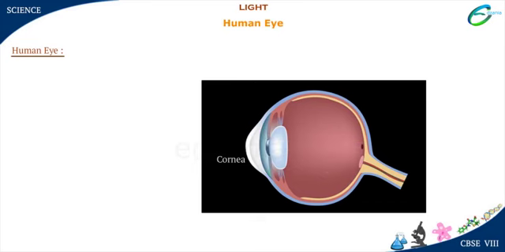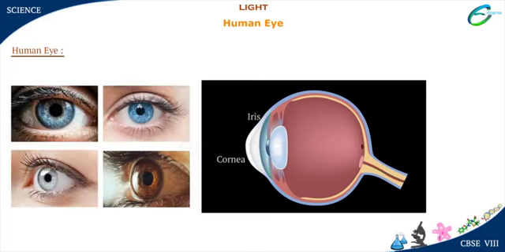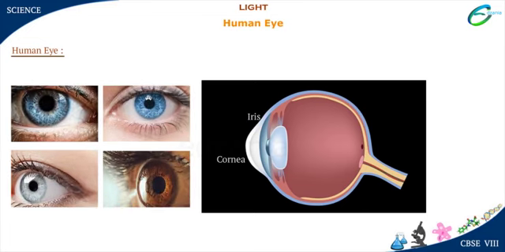Behind the cornea, there is a dark, muscular diaphragm called iris. The color of iris is different for different people. At the center of iris, there is a small opening. The pupil controls and regulates the amount of light entering the eye.